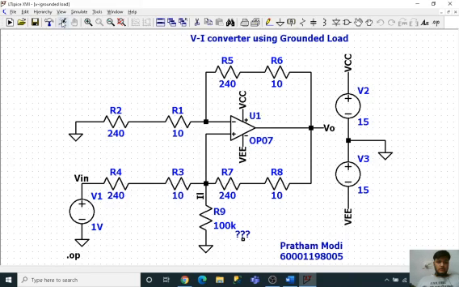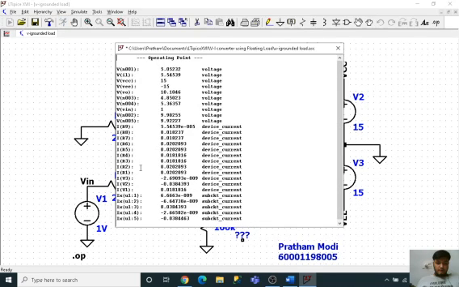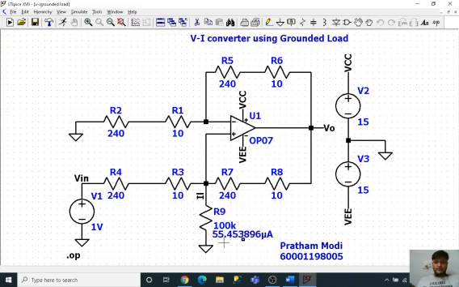So now let me run the simulation. When I simulate, it was R9. It's R9, 5 amperes. So this is how 55.453896 microamperes is what the required output is. So this is about V2I using a grounded load.